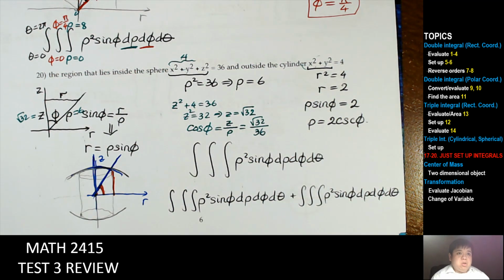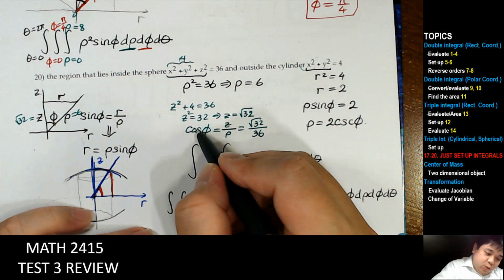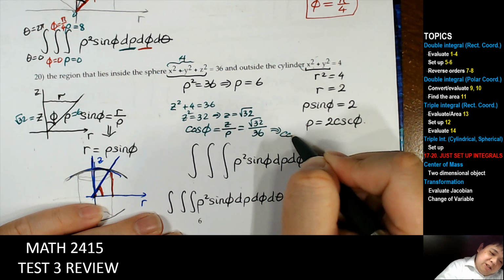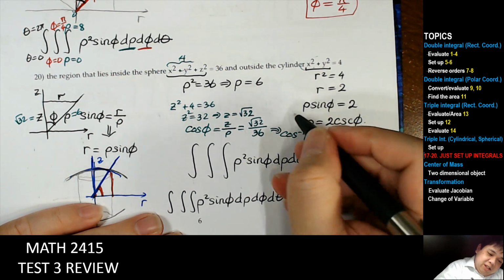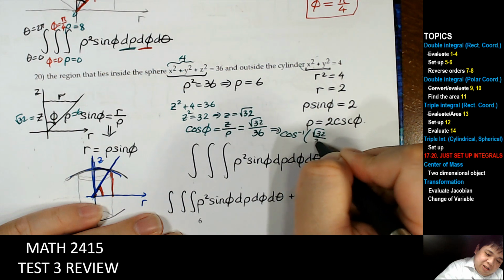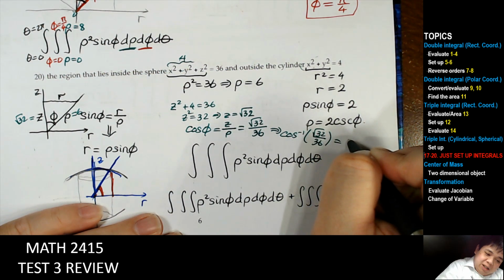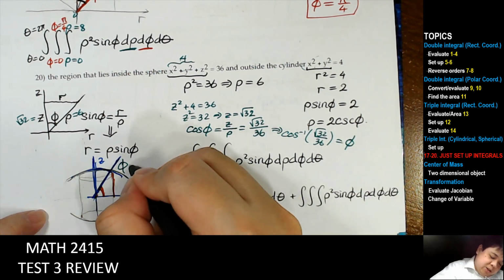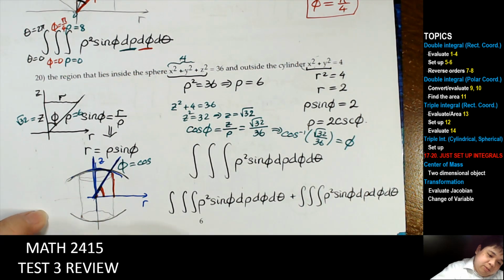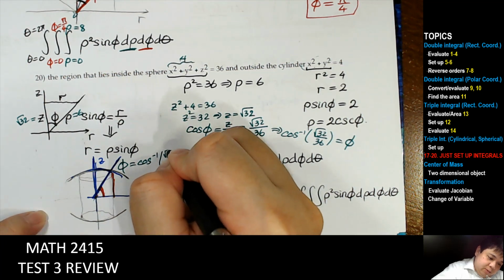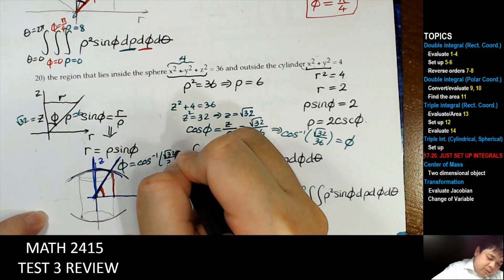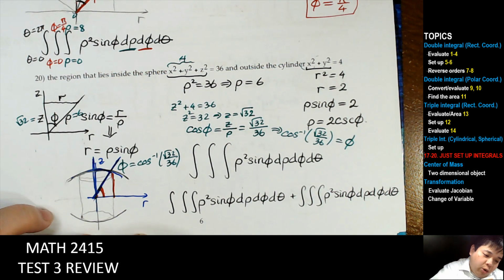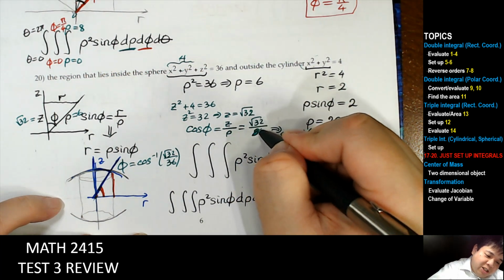So this one is much better to use cylindrical coordinates because we have the cylinder. Using spherical is very difficult. And then we take the cosine inverse of this. That gives us the angle. That's where we break here. So that is cosine inverse of square root of 32 over rho is equal to 6. Sorry, not 36, 6.